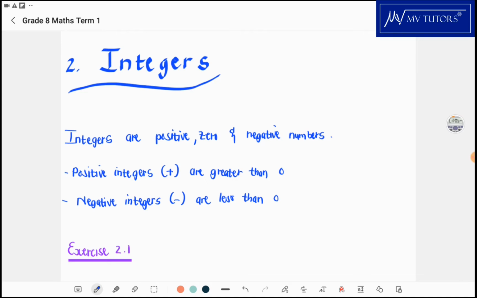So your positive integers are greater than 0. Basically we start all the way from 1 up until positive infinity. And negative integers are less than 0. So we go -1 all the way to negative infinity. Negative infinity being the smallest number, positive infinity being the biggest number.